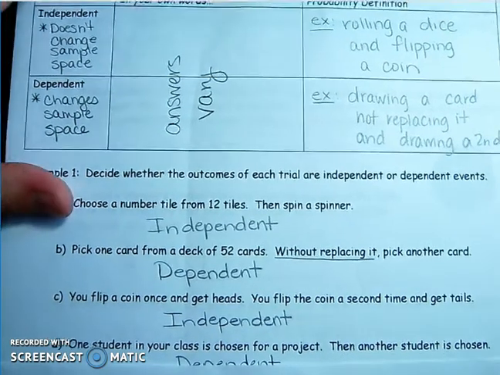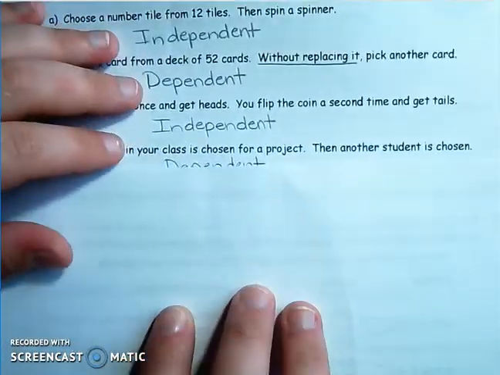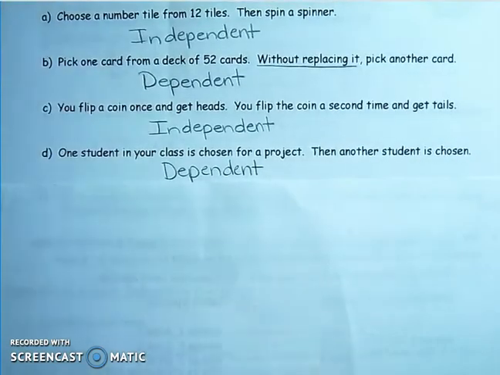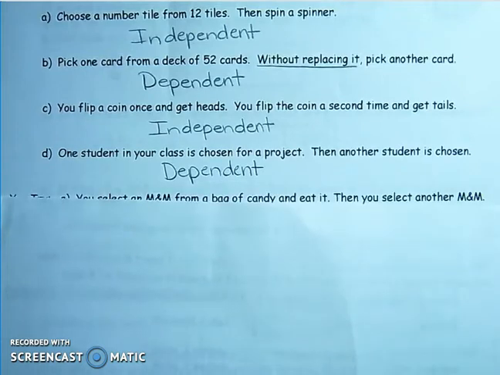One student is chosen in your class for a project, then another student is chosen. That's dependent because you can't pick the same person twice. Now try the you try.